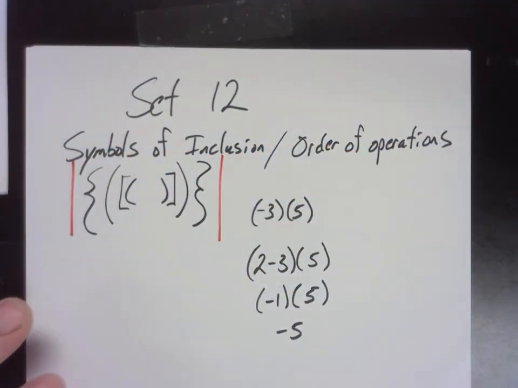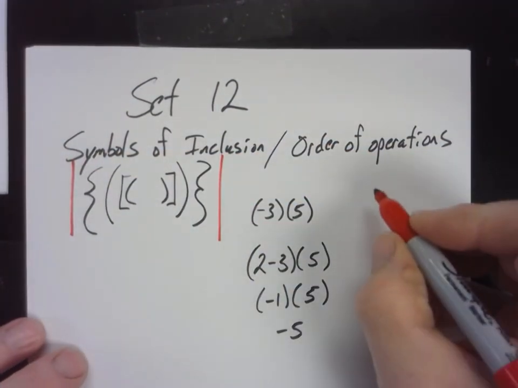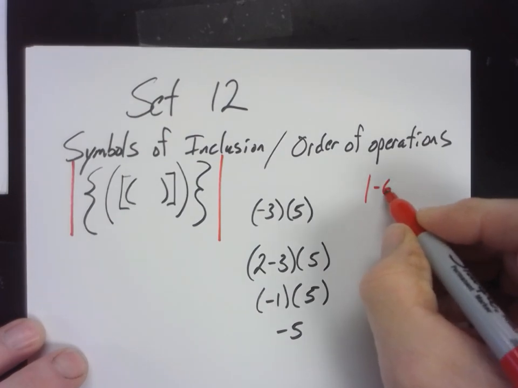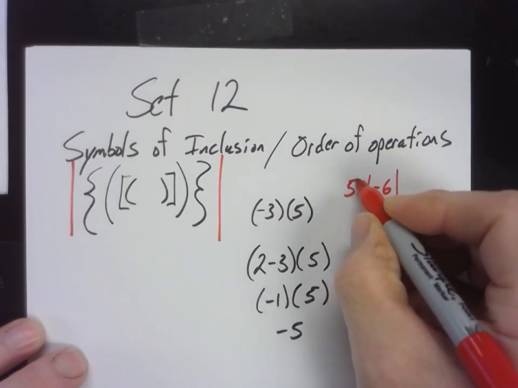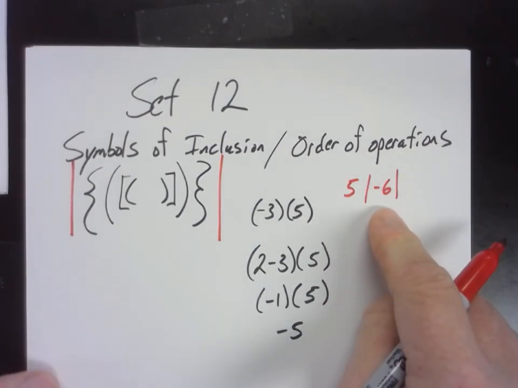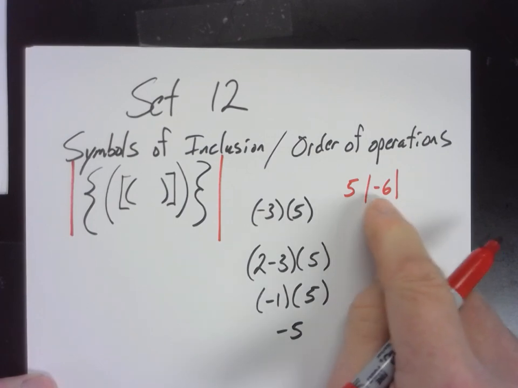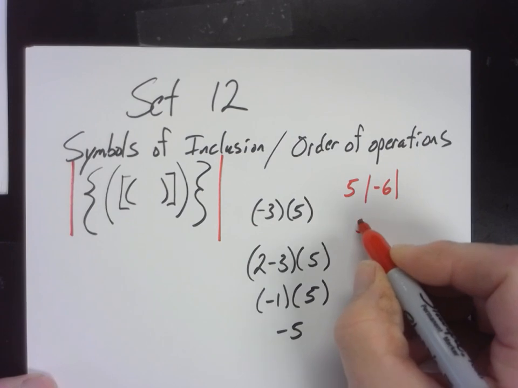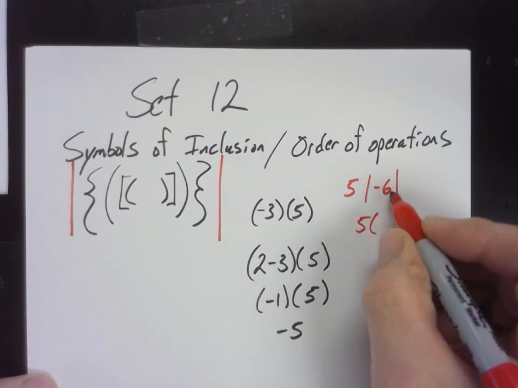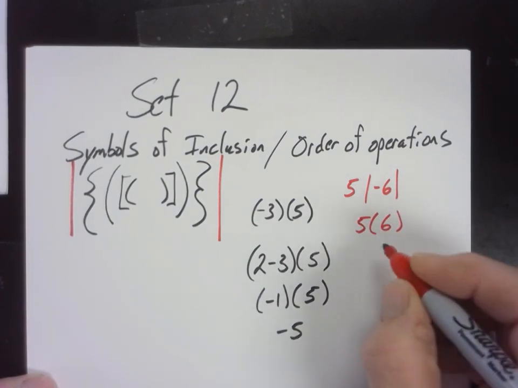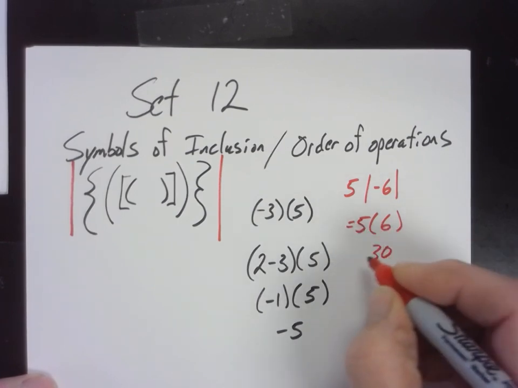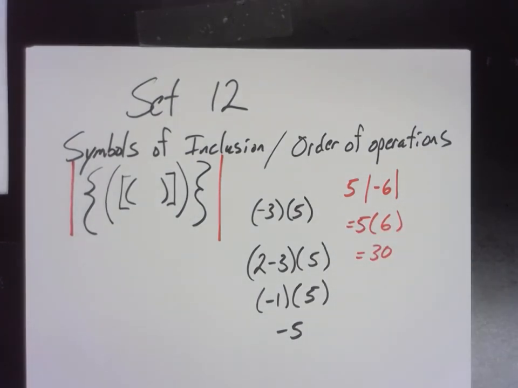Okay, absolute values, there are a couple things about them. Here, we can't go 5 times negative 6, can we? We've got to say 5 times the absolute value of negative 6. We've got to do that first, and then we can multiply. So absolute values can kind of work as a symbol of inclusion that way.